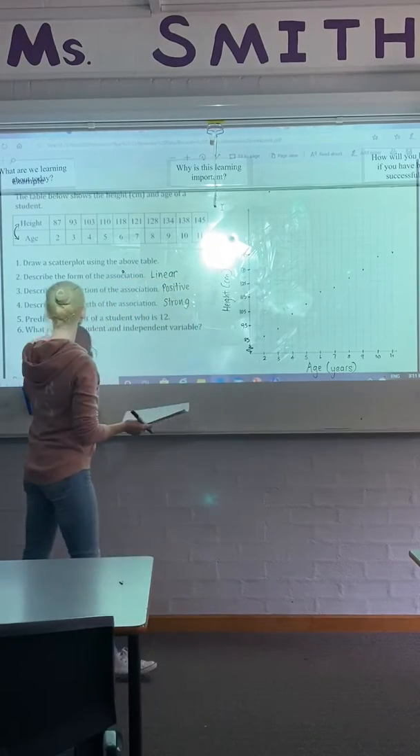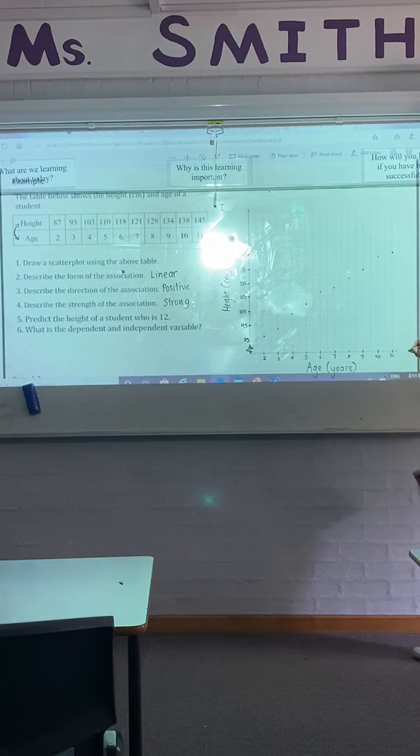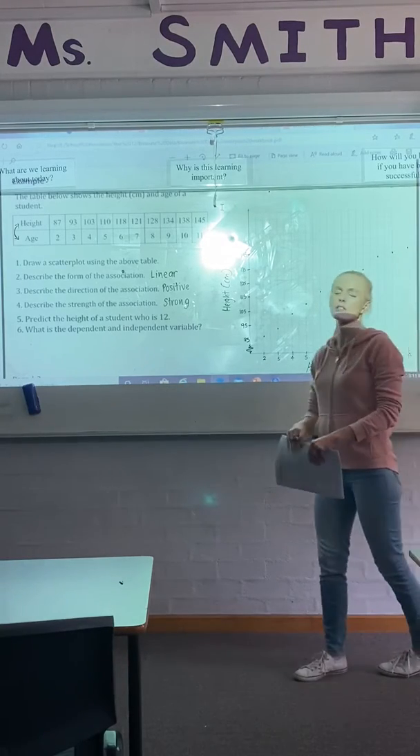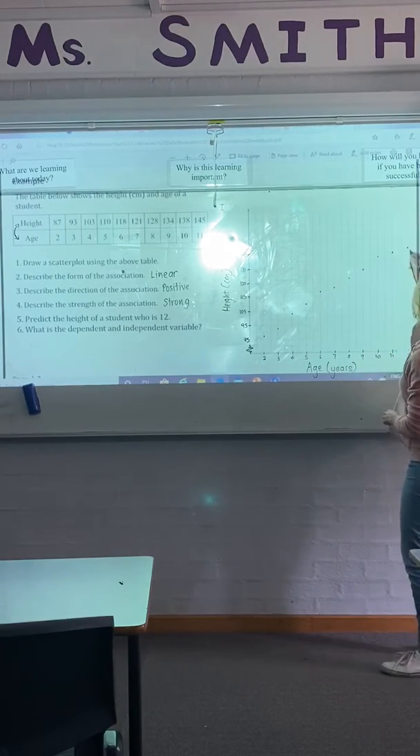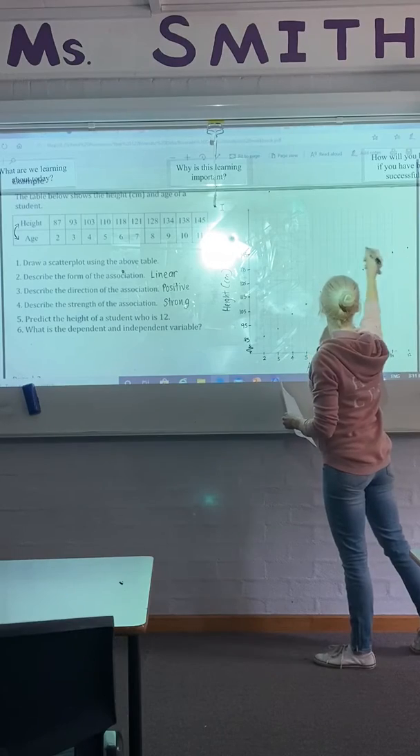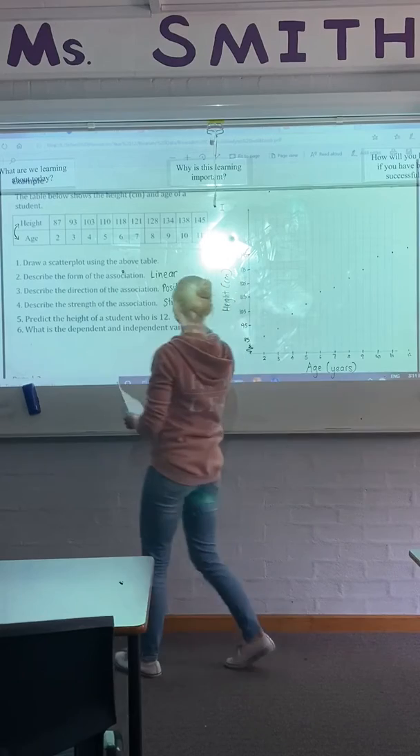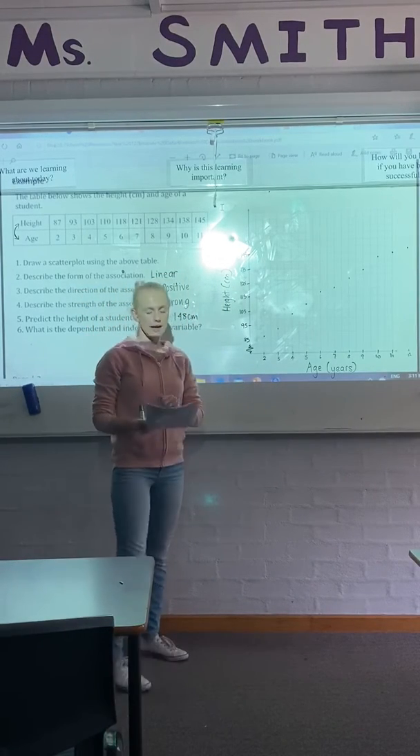Number 5, predict the height of a student who is 12. Someone who is 12 would be roughly over here, going upwards, following the trends that we see there. This is a predict question, so your answer might be different to the person next to you. Roughly going off what I can see, I would say they're about 148 centimetres. But again, that's going to be different for you.